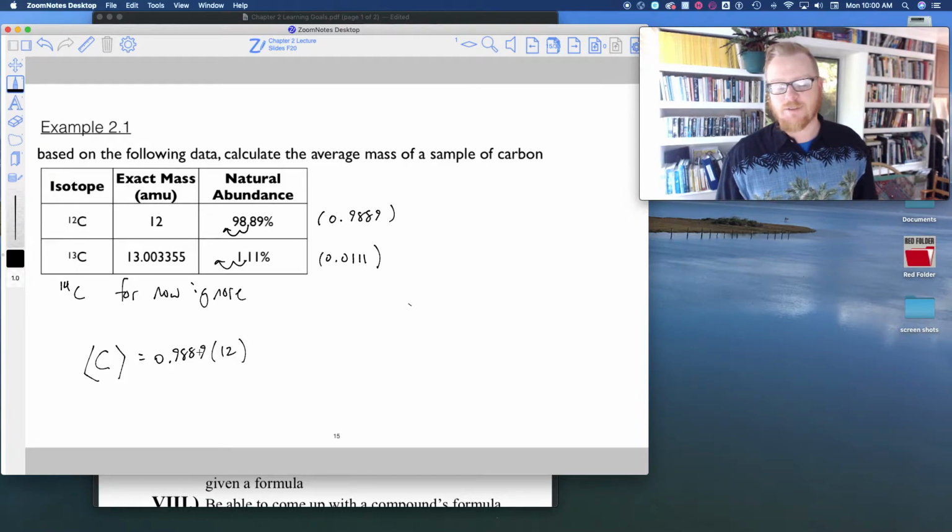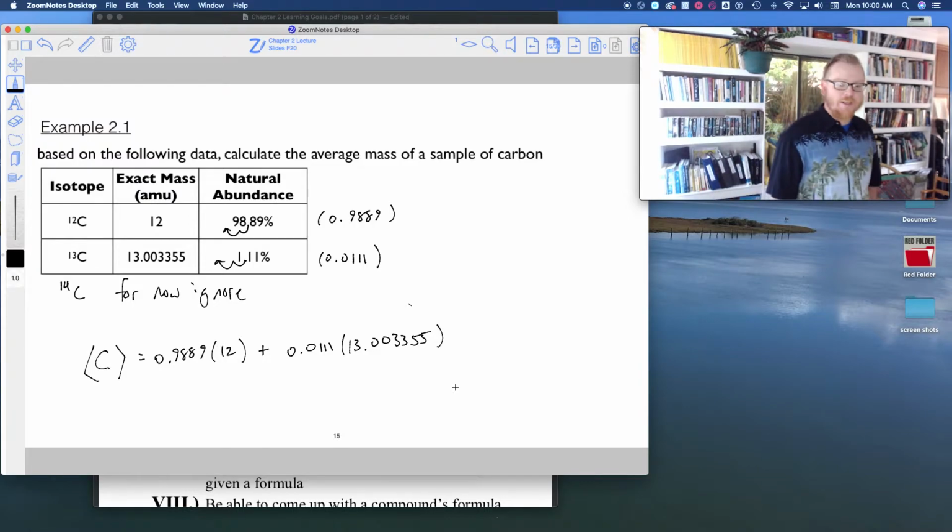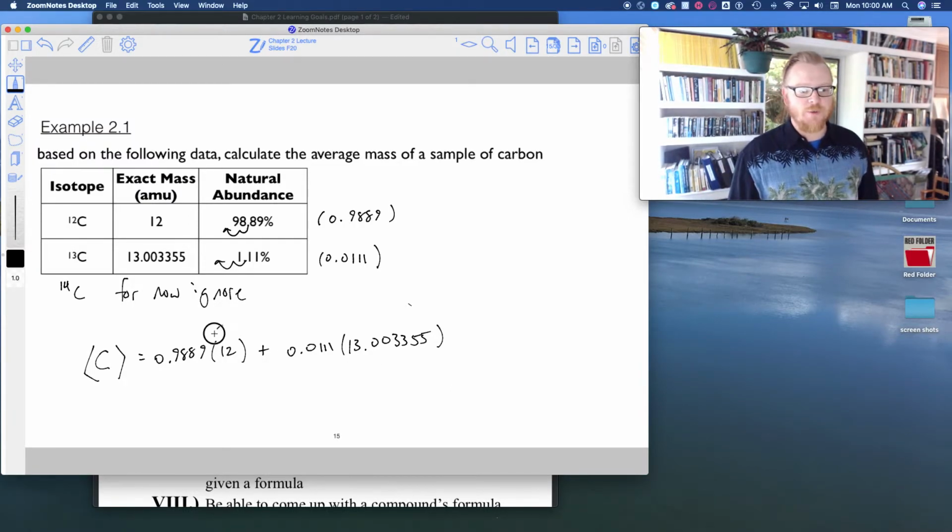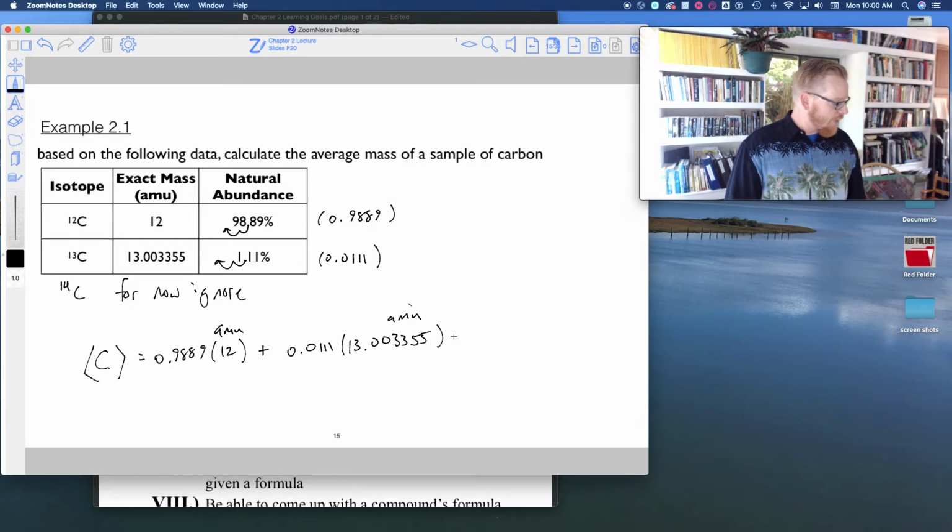Because we're not worried about the sig figs for the exact 12, from here we have 4 sig figs. Plus 0.0111 times 13.00335, and we're going to use all of these sig figs. This is an AMU unit, and this is an AMU unit. Now when I do this calculation, 4 sig figs here, I get 11.87 AMU.